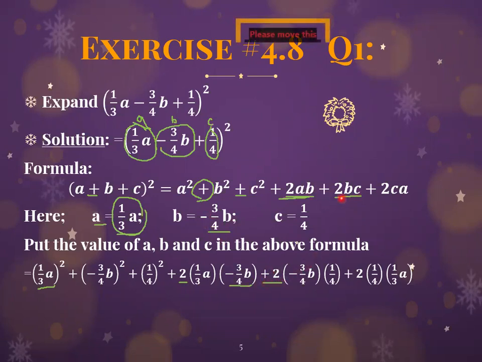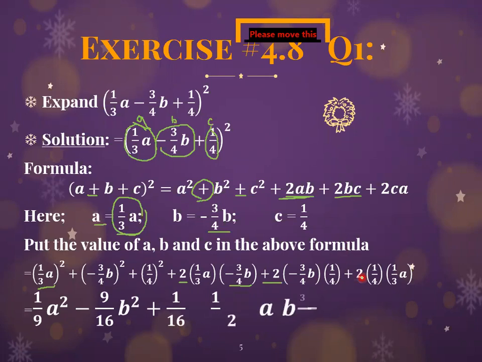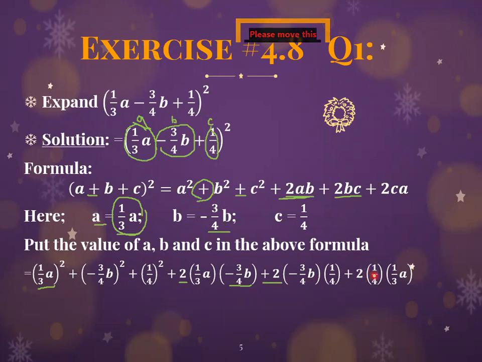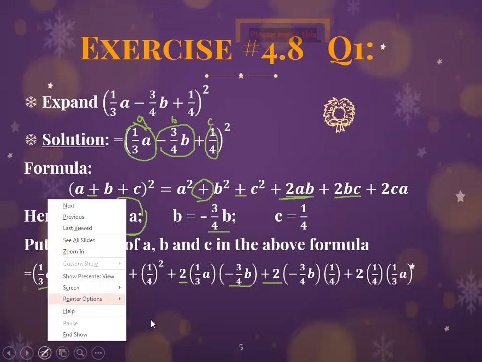Now b is equal to minus 3 upon 4, and c will be equal to 1 upon 4 plus 2, which is equal to 1 upon 4. So c is equal to 1 upon 4, and a is equal to 1 upon 3. Okay, now I'm going to erase everything so it will be clear to all of you.